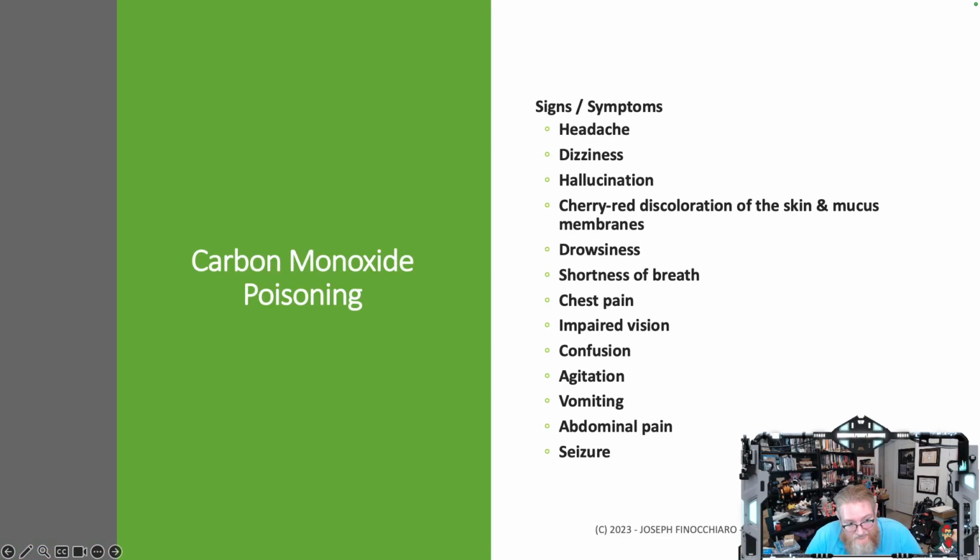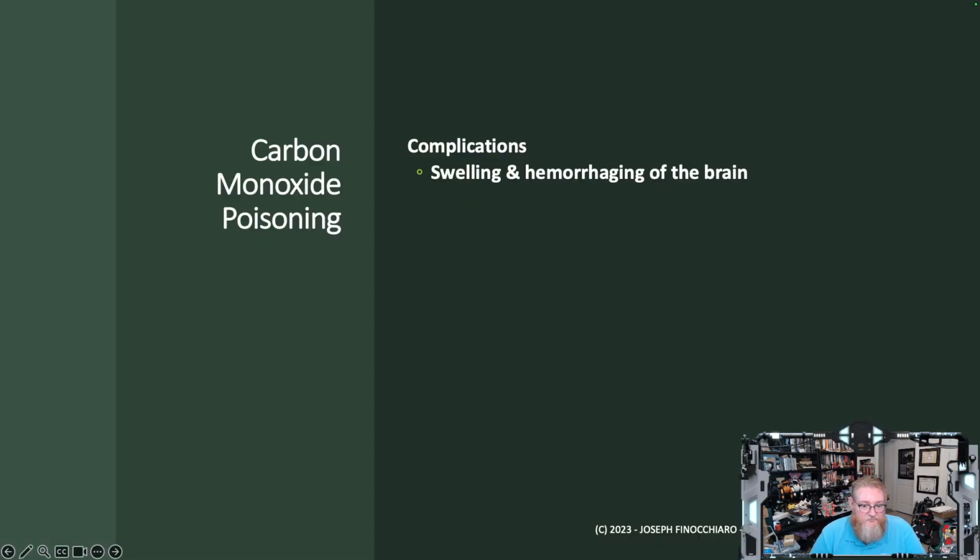Signs and symptoms of carbon monoxide poisoning are headache, dizziness, hallucination, cherry red discoloration of the skin and mucous membranes, drowsiness, shortness of breath, chest pain, impaired vision, confusion, agitation, vomiting, abdominal pain, and seizure. Complications of carbon monoxide poisoning include swelling and hemorrhaging of the brain.